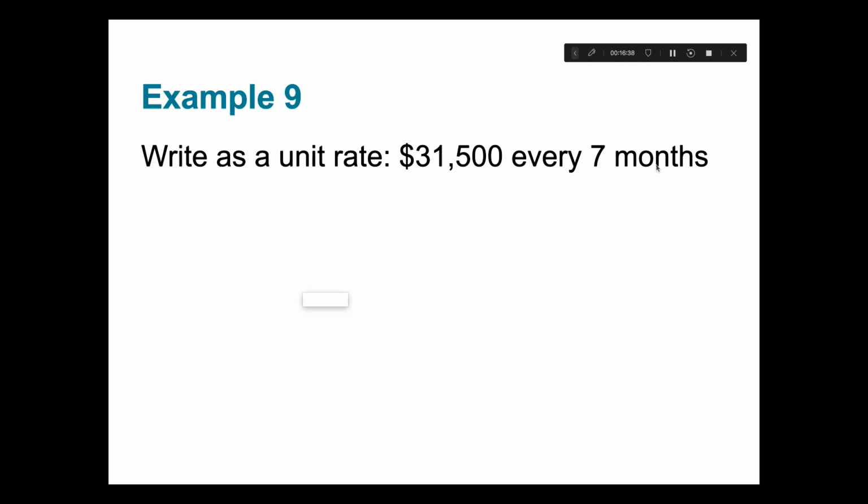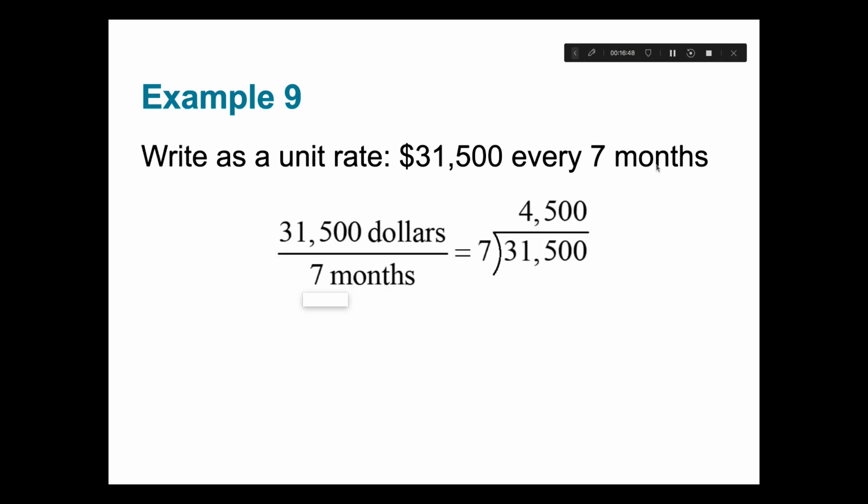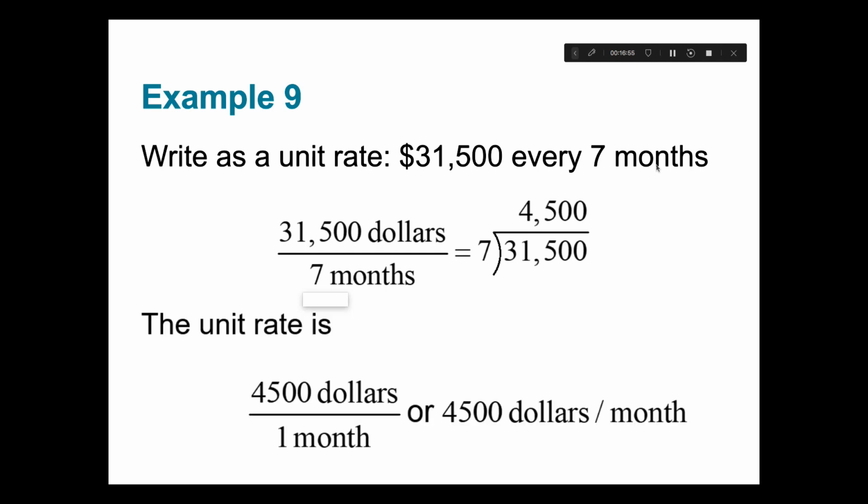With your calculator, you should be able to figure out what you're making in 1 month. If you divide those two, that's going to give you the answer: $4,500 per month, or dollars per month.